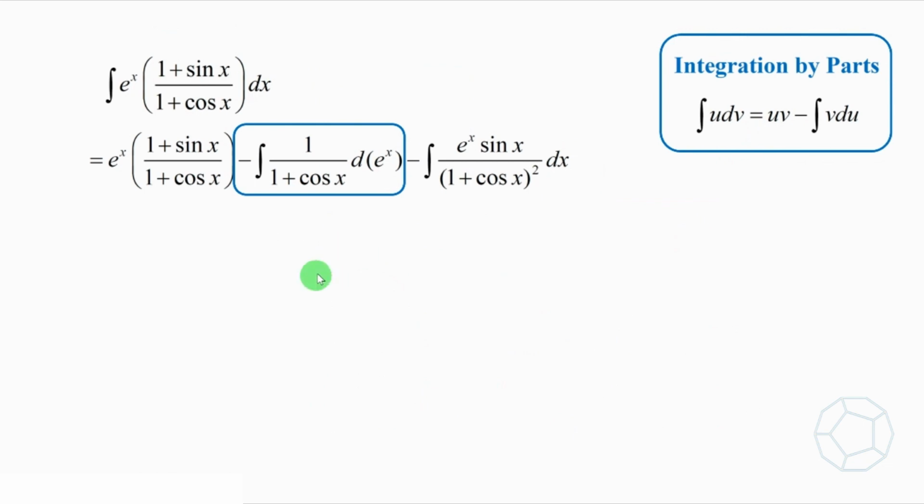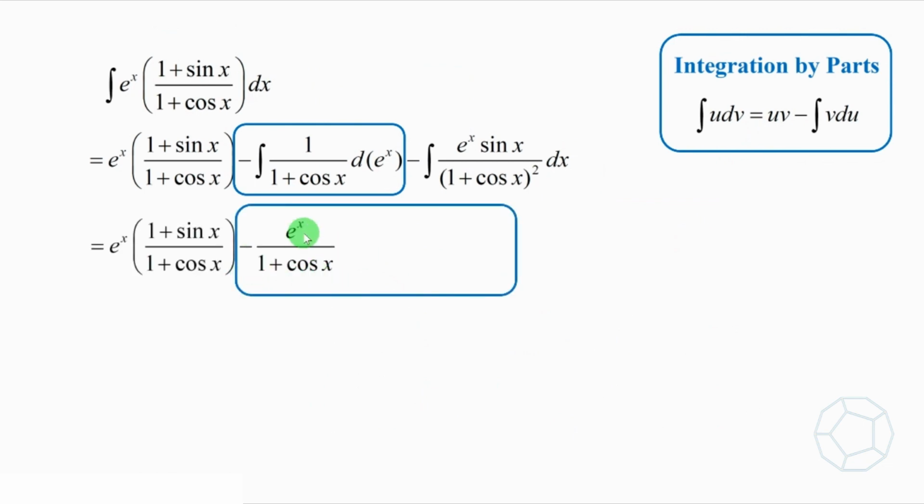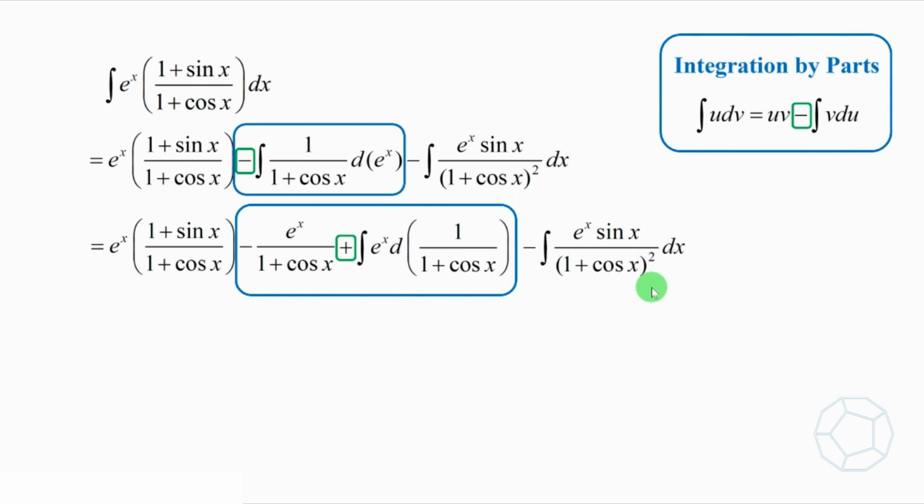Using integration by parts, the first term is equal to negative e to the power of x over 1 plus cosine x. The second term is the integral by swapping u and v again, which is the integral of e to the power of x, the bracket, 1 over 1 plus cosine x. Be careful about the sign of the integral, because we have a negative sign in the step above. Another negative sign is from integration by parts, so two negatives give a positive. For the last integral, we shall take care of it in a second.